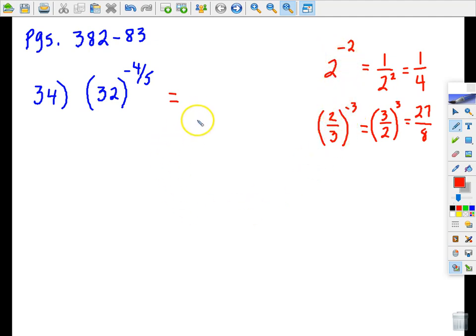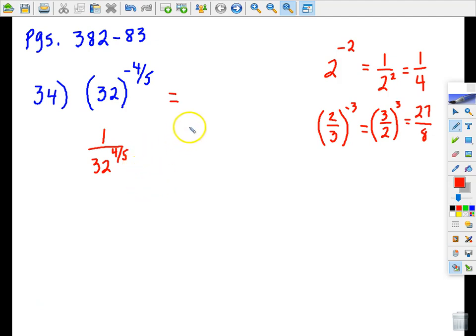I know you've seen them before, but some people forgot, and this is a trouble spot for some people in Algebra 1, so I just thought I'd do a quick little review. So now back to our number 34. Along these same lines, I'm going to change this negative exponent into positive by writing the reciprocal of 32. That's 1/32. And then I can change this exponent into positive 4/5.